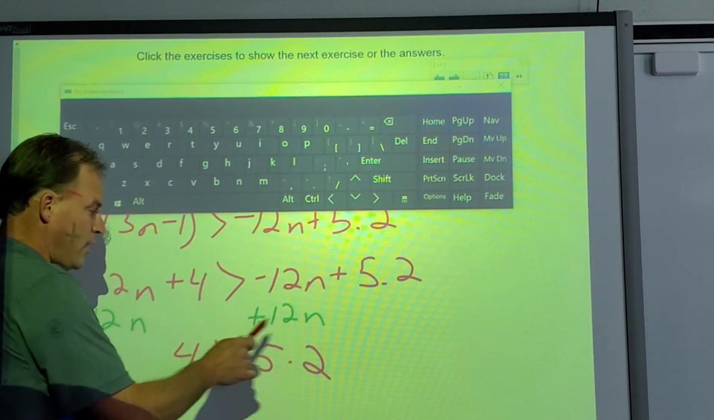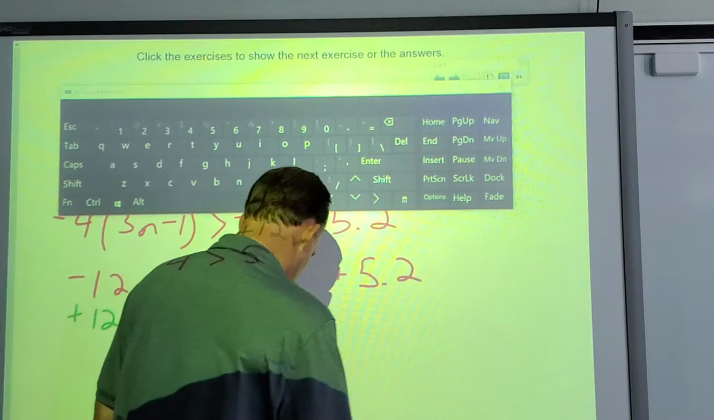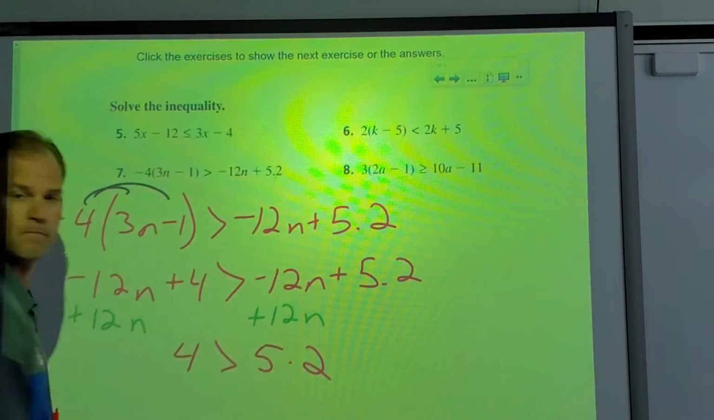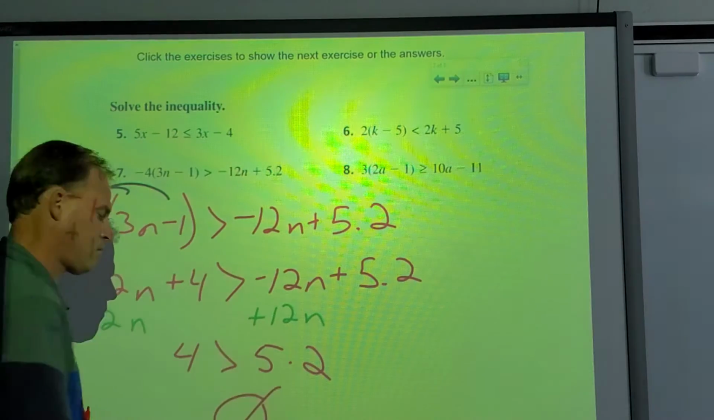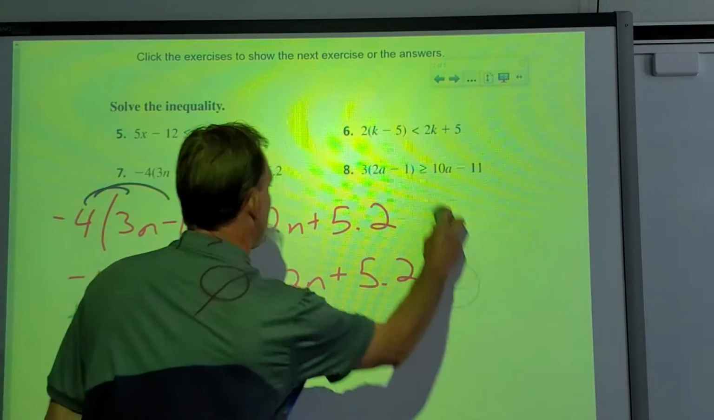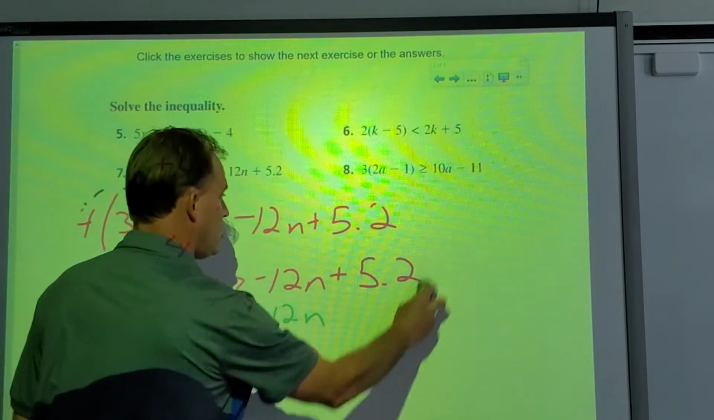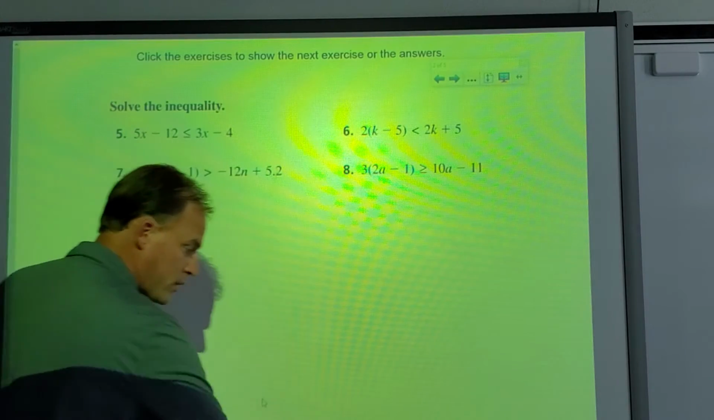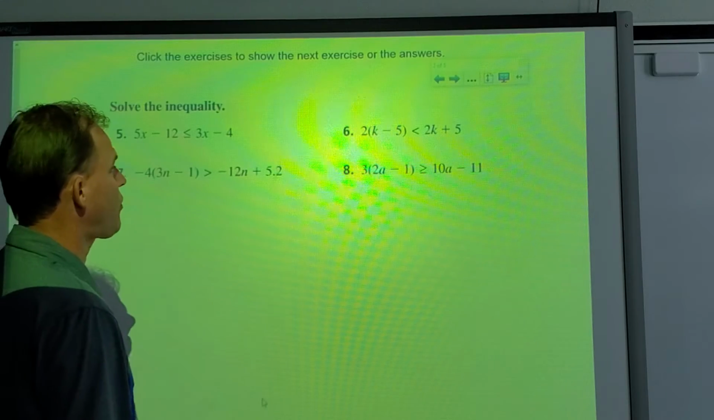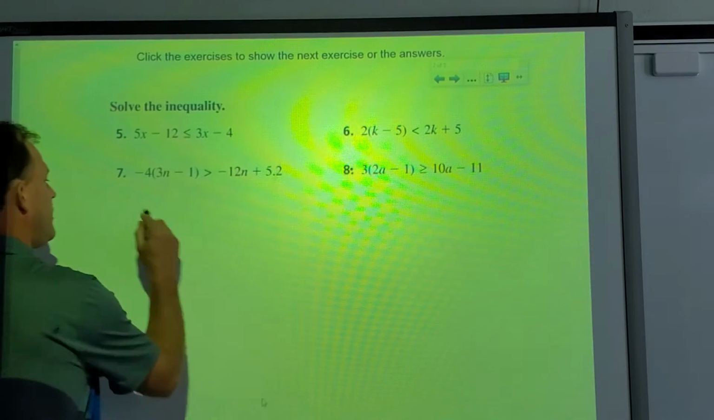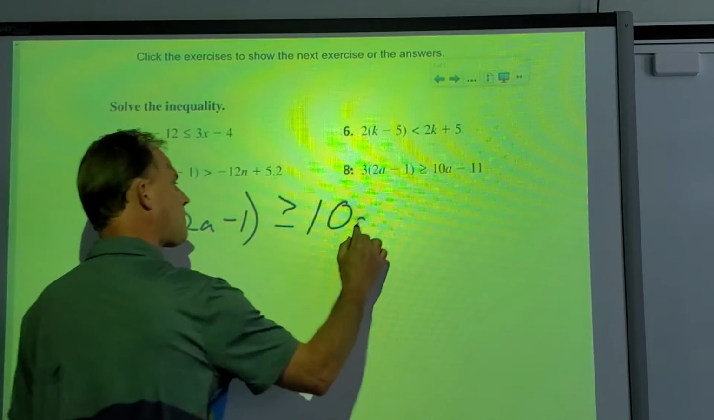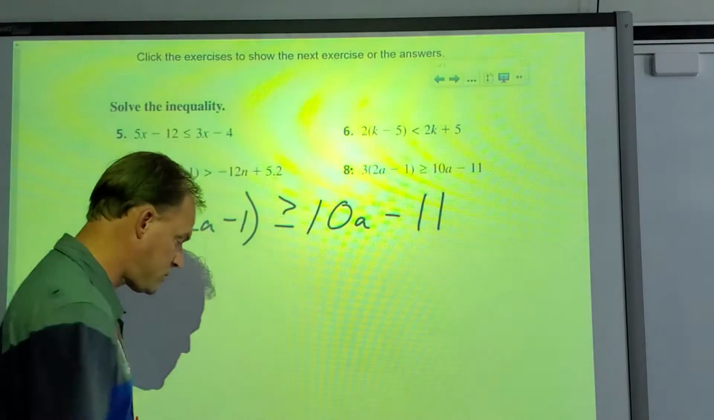Is 4 greater than 5.2? Nope. False statement, no solution. Do one more together. Put these in your notes. If I'm going too fast, pause the video and get it written down. Let's go with 8 here. Again, distribute.